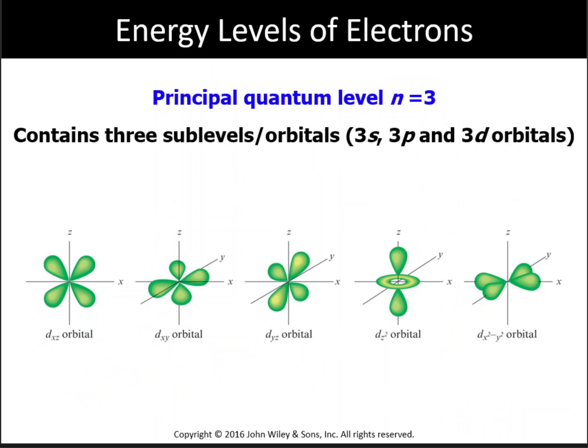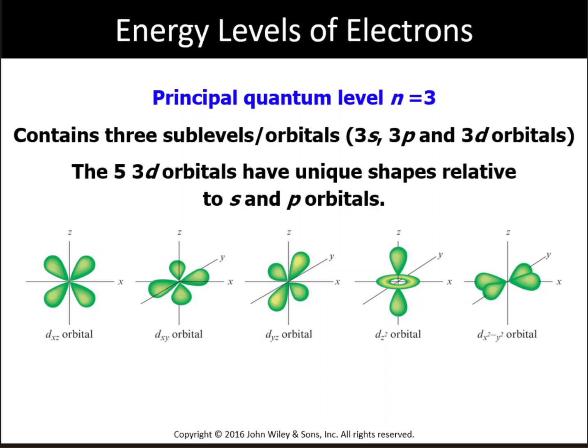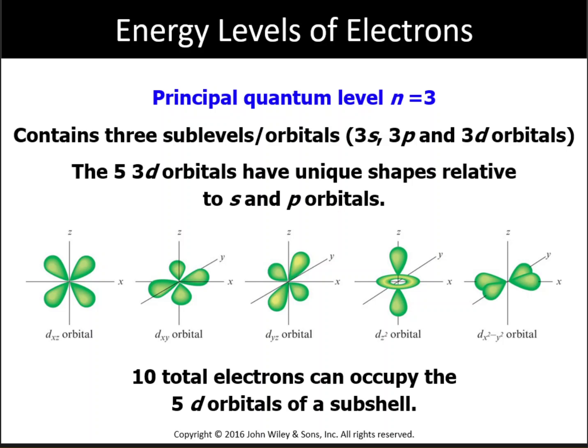Now, in the third energy level, since it's even bigger, you would expect 3 sublevels: S, P, and D. Each D sublevel is composed of 5 orbitals: dxy, dxz, dyz, dz squared, and dx squared minus y squared. Since you have 5 different orbitals for a D sublevel, and you can fit a maximum of 2 electrons inside each orbital, you would expect a maximum of 10 electrons for a D sublevel.